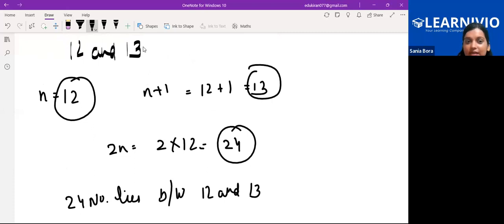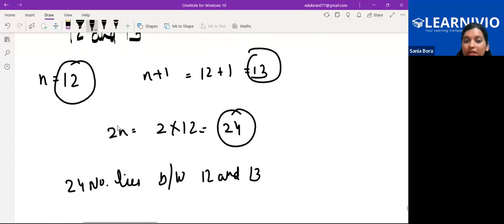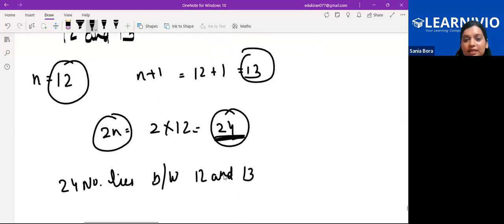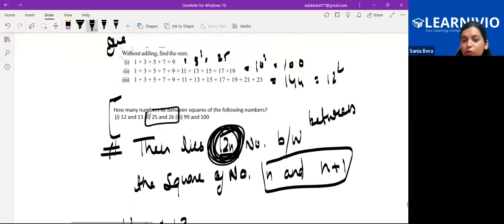Yes. So what I said over here, there lie 2n numbers. n can be any number. So in this scenario, n is 12. So 2n would be 2 multiplied by n. So 2 multiplied by 12, which is 24. So that's why 24 numbers lie between 12 and 13. Clear now? Yes. In every question, you have to find n. So in this question, 25 and 26, who is n?